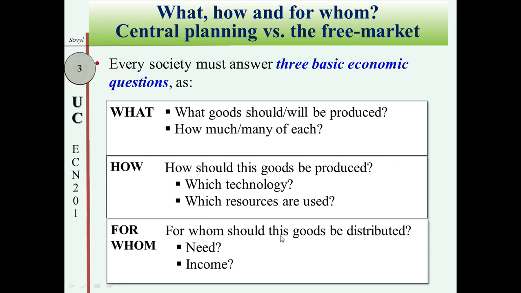For whom should this good, these services be distributed? So the one they need, the people or the countries, they need our product. They want this product. They need this product. Can they pay? Can they get? They can pay or they can get or not. It depends on ability to pay. Money, income. Okay, income.